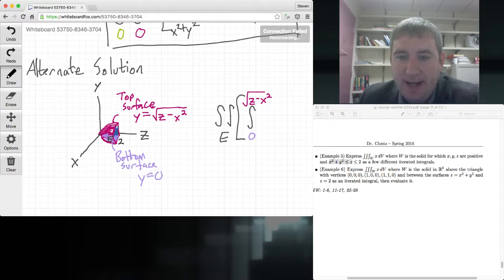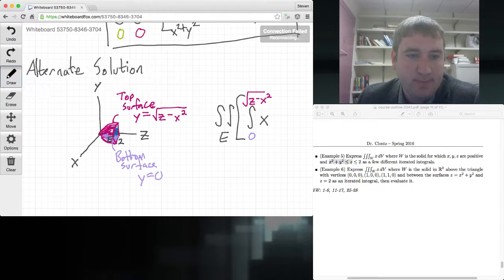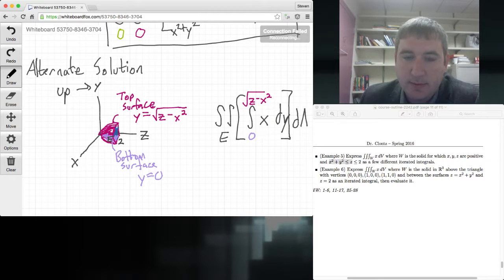I'm still integrating x. X, who cares about x? X is just the thing I was told to integrate. It has nothing to do with the bounds of the integral. But because I wrote my y to be my up, so that's my up in 3D, my top surface, bottom surface, now give me a dy instead. So my triple integral now has a dy on the inside.